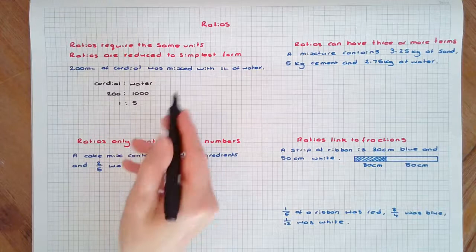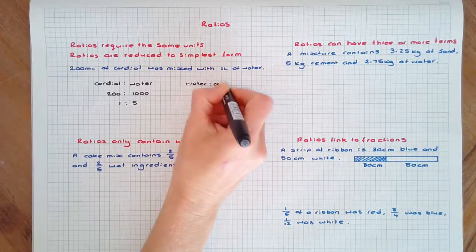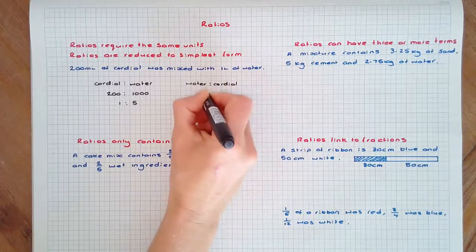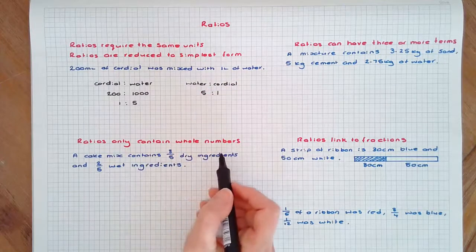The order matters. If we were asked to find the ratio of water to cordial, it would be 5 to 1. Ratios only contain whole numbers.